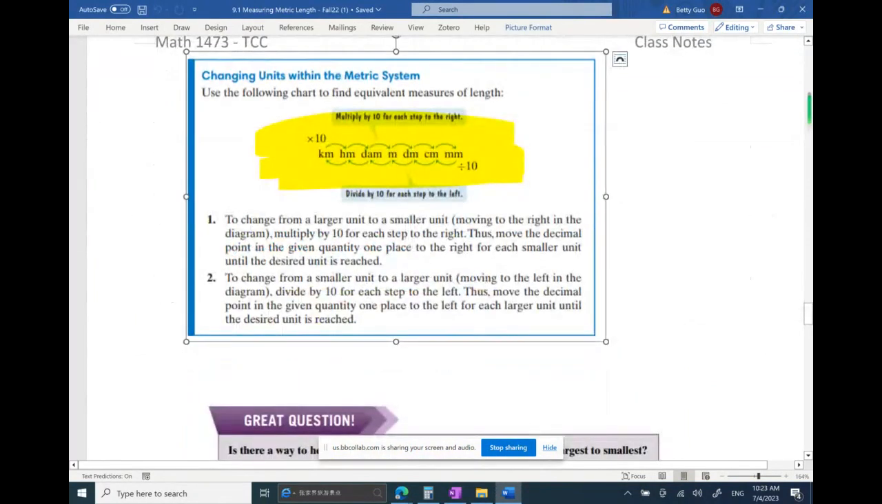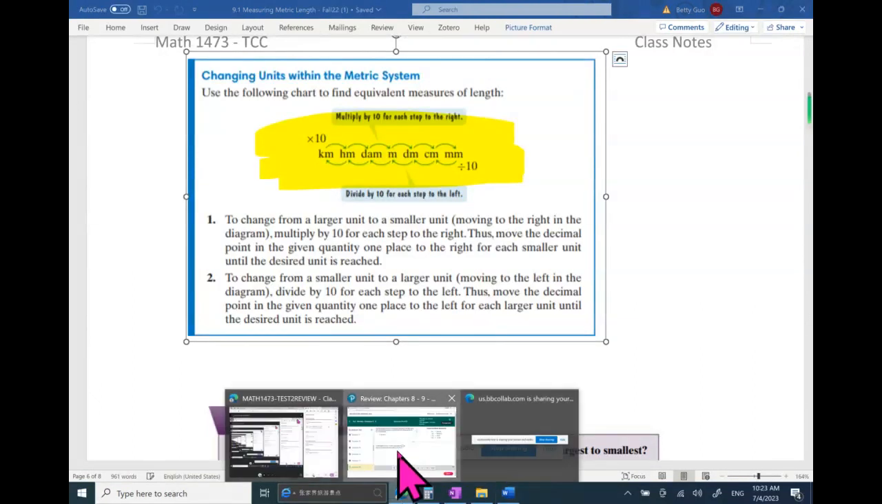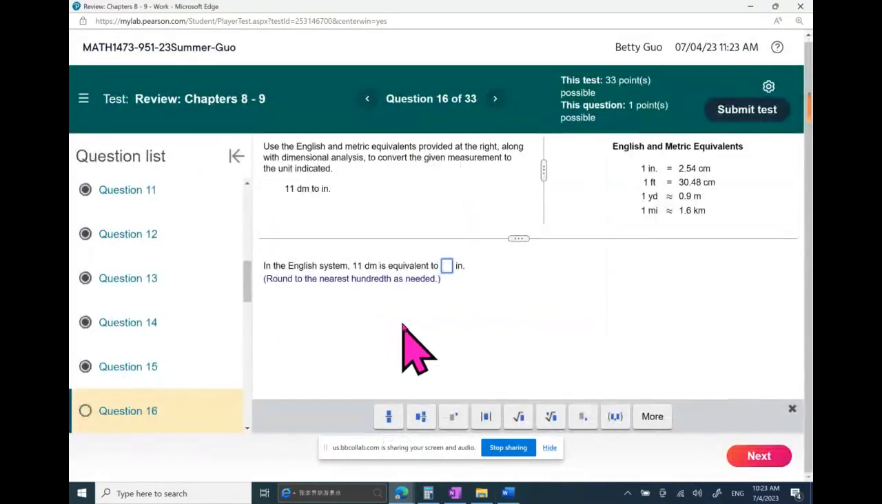Okay, so from decimeter to centimeter, you go to the right one time. So your decimal is going to go to the right one time. So 11 decimeter is going to be 110 centimeter. From centimeter to inch, you are going to divide by 2.54. Why? Because inch is a bigger unit, so the number in front of it is going to be smaller. And round to the nearest hundredth, so keep 2 decimal places. 43.31.